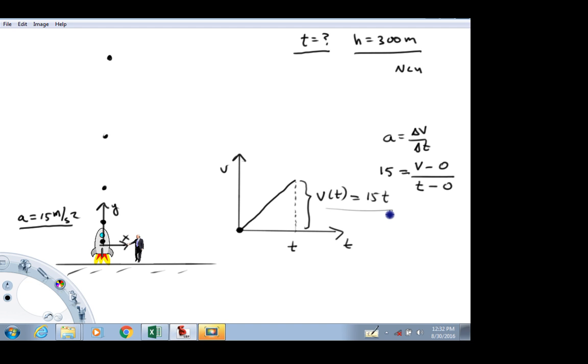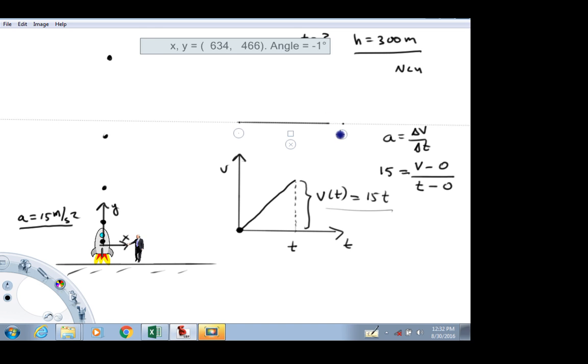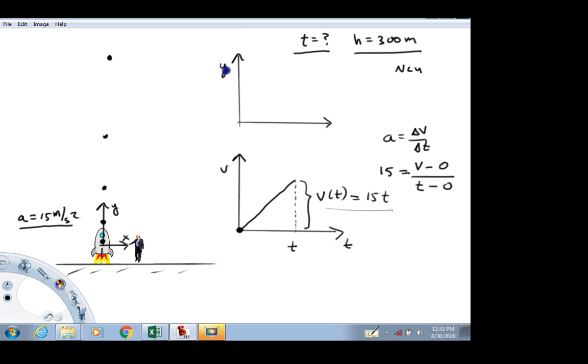All right, now we're going to go to the position function. I'm going to draw this up here because I always draw position functions above the velocity functions. Now, in this example, it isn't x that's changing, it's y. It's the y coordinate of that rocket that's getting bigger and bigger. At t equals 0, the rocket's starting at y equals 0.